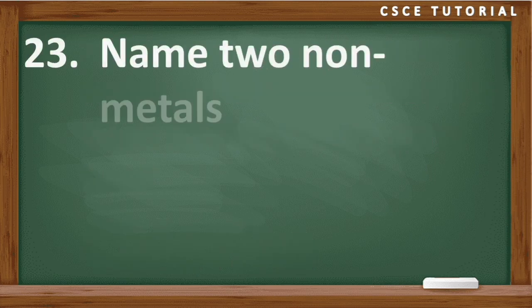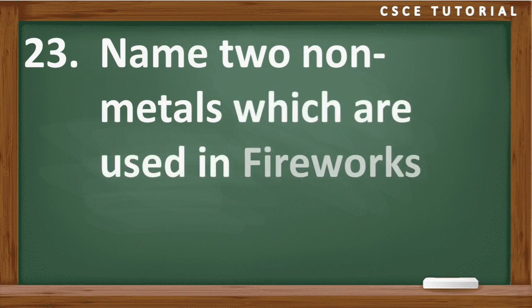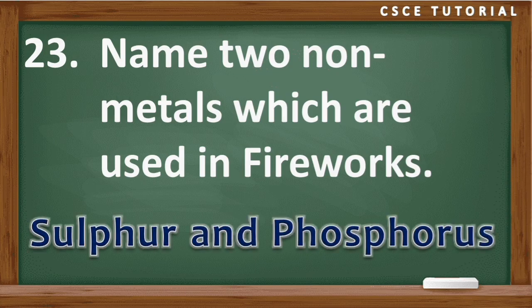23rd, name two non-metals which are used in fireworks. अब आपको दो नॉन मेटल्स के नाम बताने हैं जो पटाखों में आतिशबाजी में यूज होते हैं. इसका आंसर है सल्फर एंड फॉस्फोरस. सल्फर और फॉस्फोरस जो हैं वो पटाखे बनाने में यूज होते हैं.